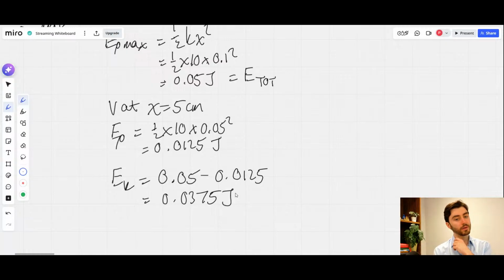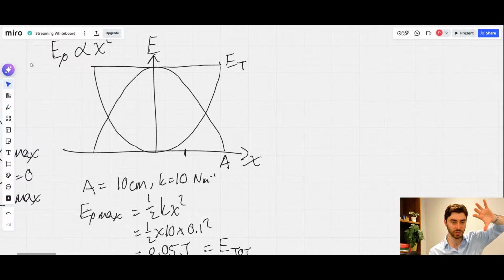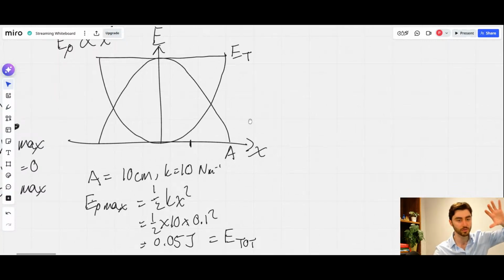And then finally, taking it back to here, now that we've worked out the kinetic energy, what you would do is therefore equate that to half mv squared, and you could then work out the speed at that point. So that's how to go through these energy calculations using this general graph.